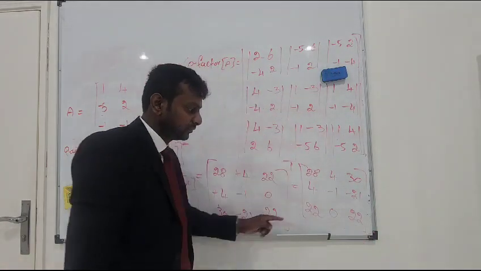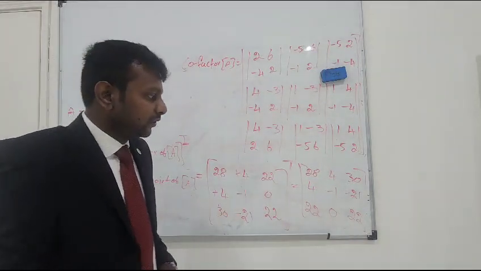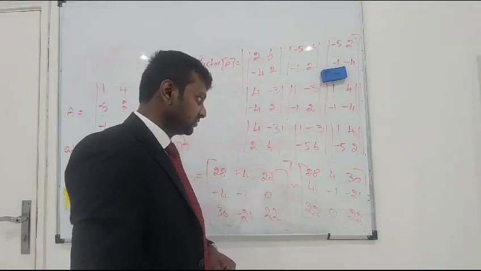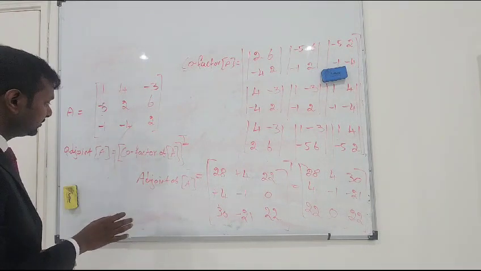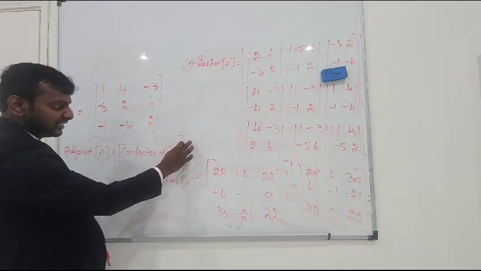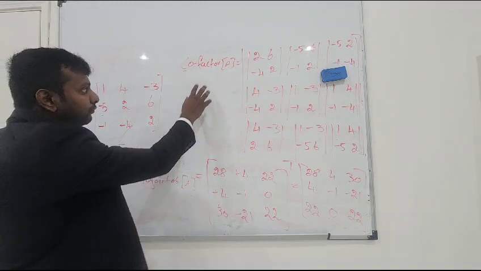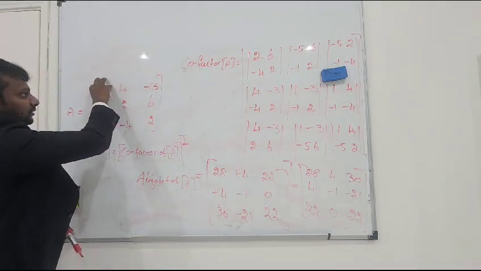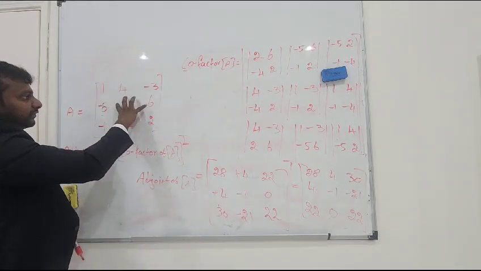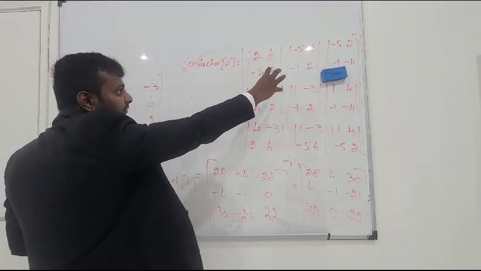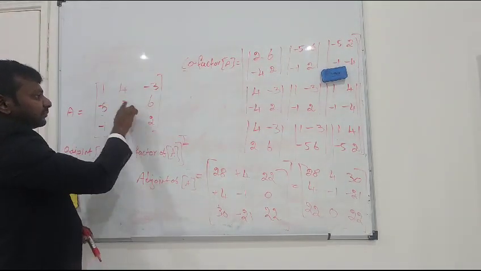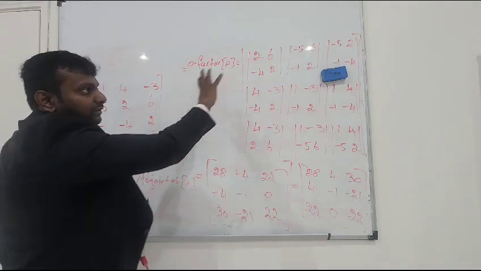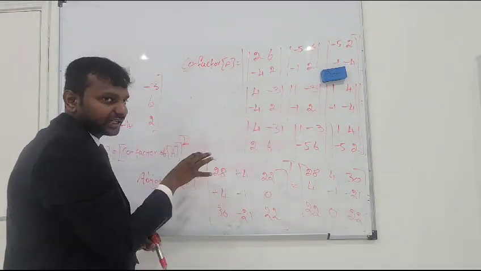So this is how we find the adjoint for a 3 cross 3 matrix. Let me explain again. The adjoint of a 3 cross 3 matrix is equal to the transpose of the cofactor of A. So first we find the cofactor. For the first one, leave the row, leave the column, and we write the remaining ones. Similarly, for the second location 4, leave this row and this column, we get minus 5, 6, minus 2, 1. Similarly, we fill in all the locations.